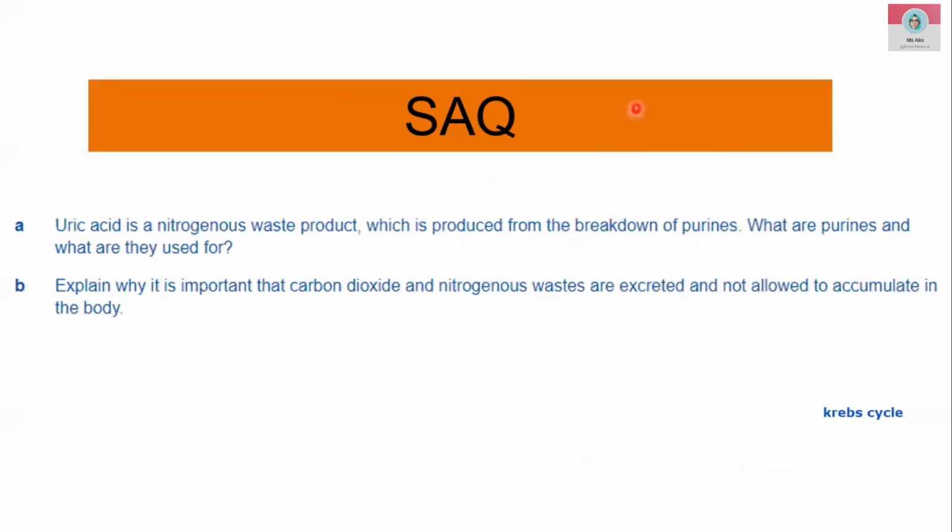So here is a self-assessment question. Knowing that uric acid is a nitrogenous waste product, which is produced from the breakdown of purines, what are purines and what are they used for? And the second one is, explain why it is important that carbon dioxide and nitrogenous wastes are excreted and not allowed to accumulate in the body. Since we have gone through that in the earlier few slides, try and answer the questions here, and we can discuss this when we meet the next lesson.